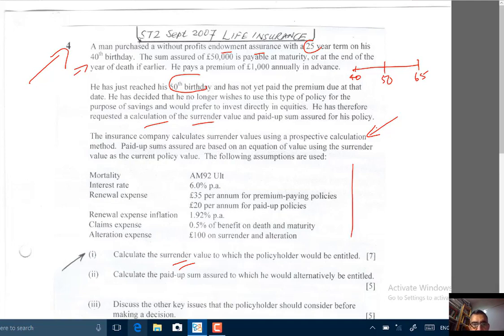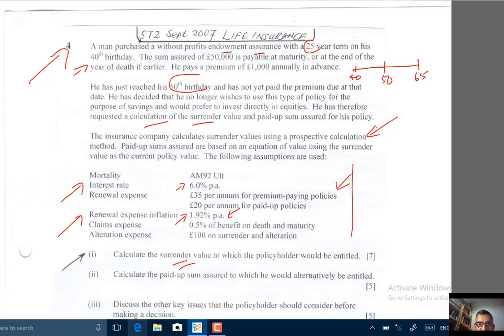These are the assumptions used. Mortality M92 ultimate. Interest rate is 6%. Renewal expense is £35 per annum for premium paying policies. Renewal expense inflation is 1.92% per annum. These numbers should ring a bell from our contingency days, this 6% and this 1.92%. When combined, looks like we're going to get a 4% rate, but never mind, let's read on.